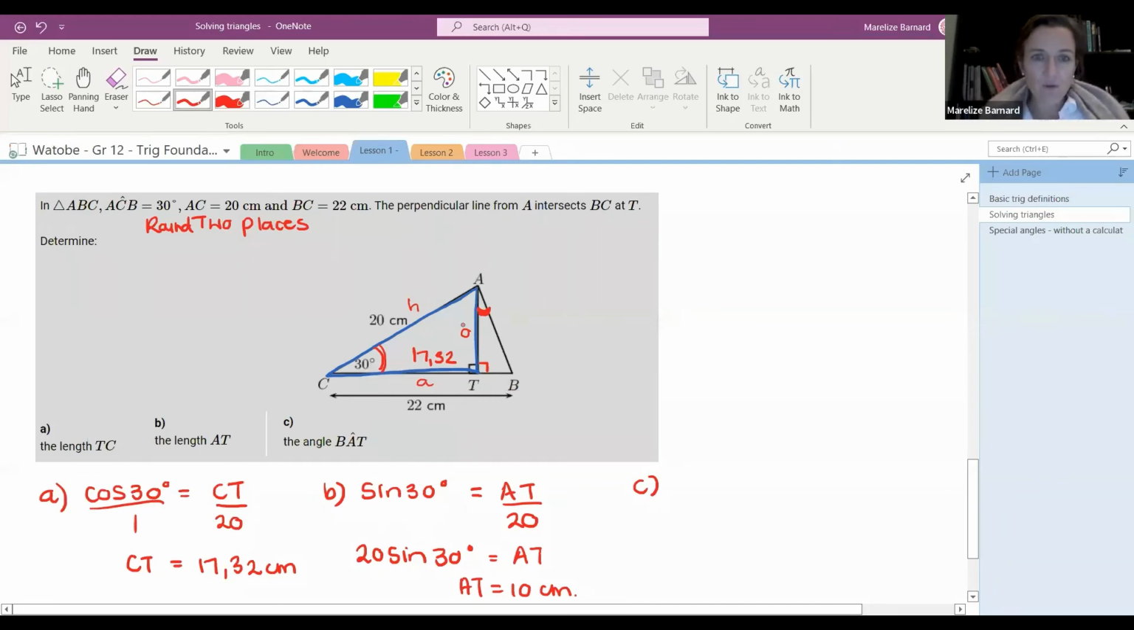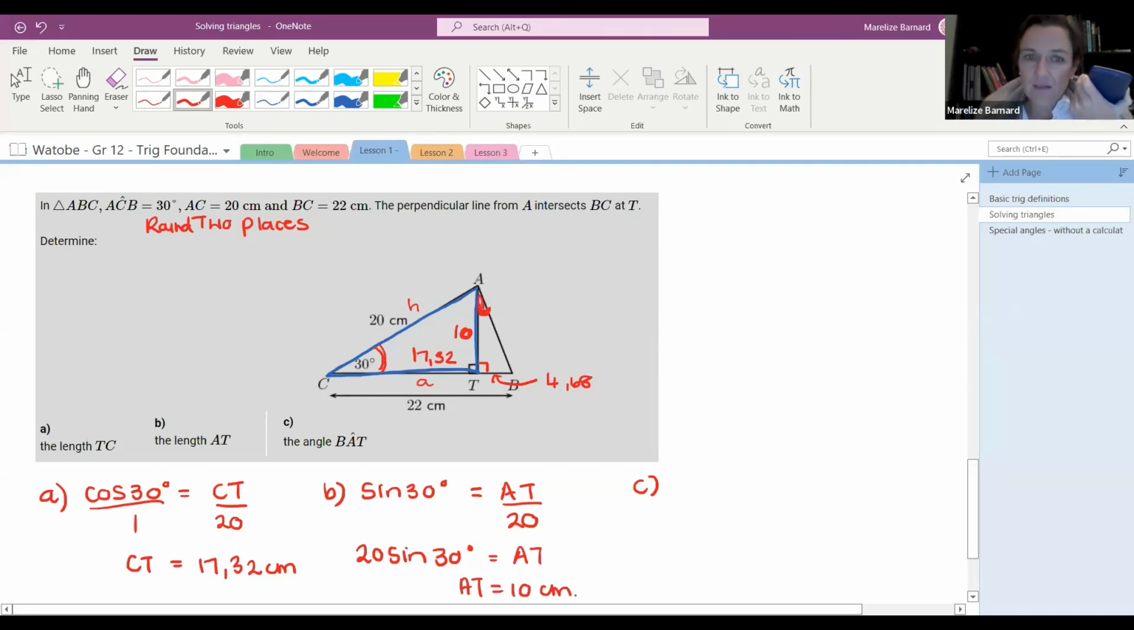So we can work out what BT is, because we know that full side is 22. So we can subtract from it 17.32, which is the length of CT. So that gives us, I'm just going to make a little arrow here, 4,68. And we also found this one here, AT, right? That was 10. And that's enough information to make a trig ratio with.